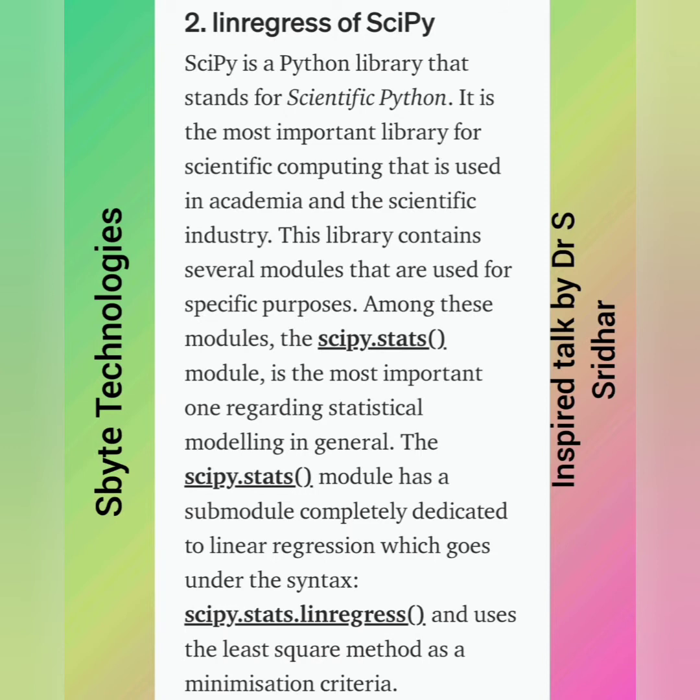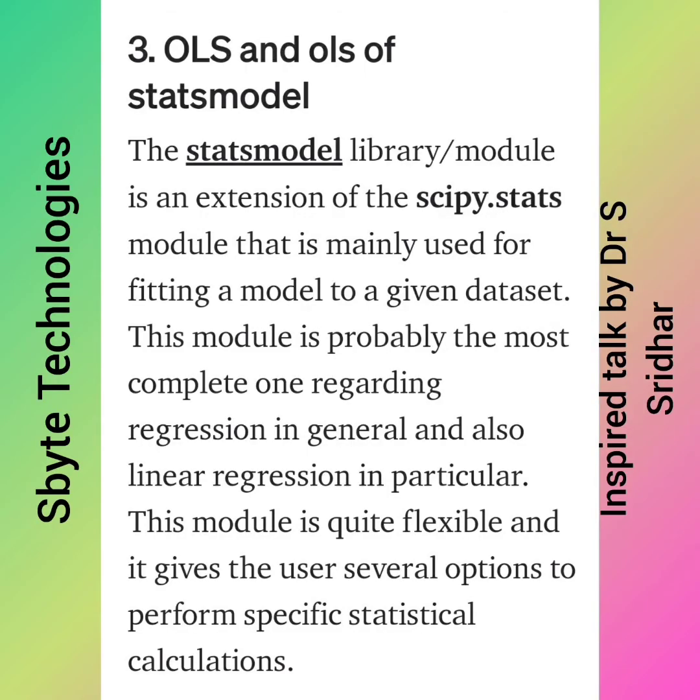The second is linregress of SciPy. SciPy is the Python library that stands for Scientific Python. It is the most important library for scientific computing that is used in academia and the scientific industry. This library is very useful for statistical modeling, widely used for scientific research purposes.